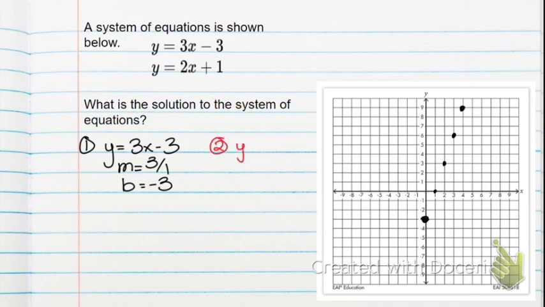Second equation is y equals 2x plus 1. So I'm going to label my m. My m in this case is going to be positive 2, but I'm going to make it a fraction by putting 1 under. My b in this one is a positive 1. So that b, by it being positive 1, that's where I will start. Go ahead and drop my dot.